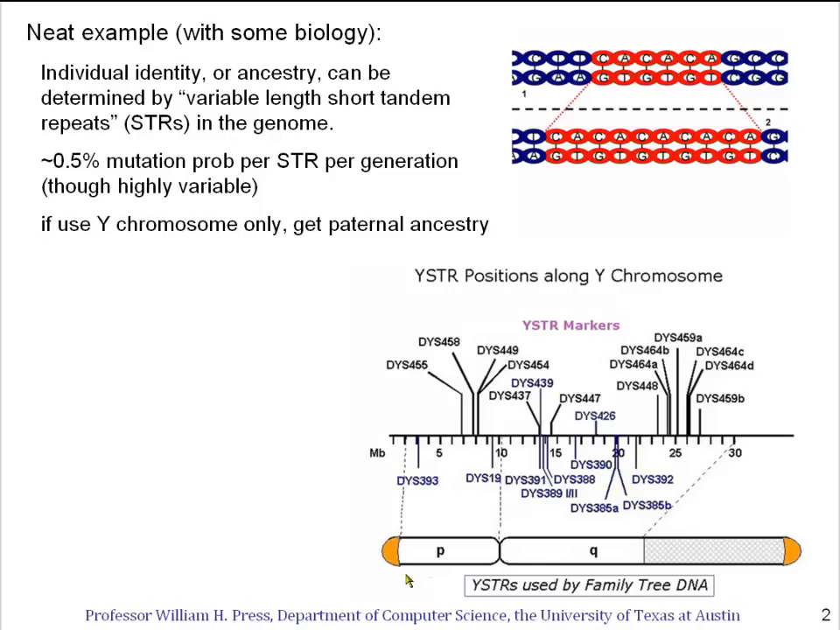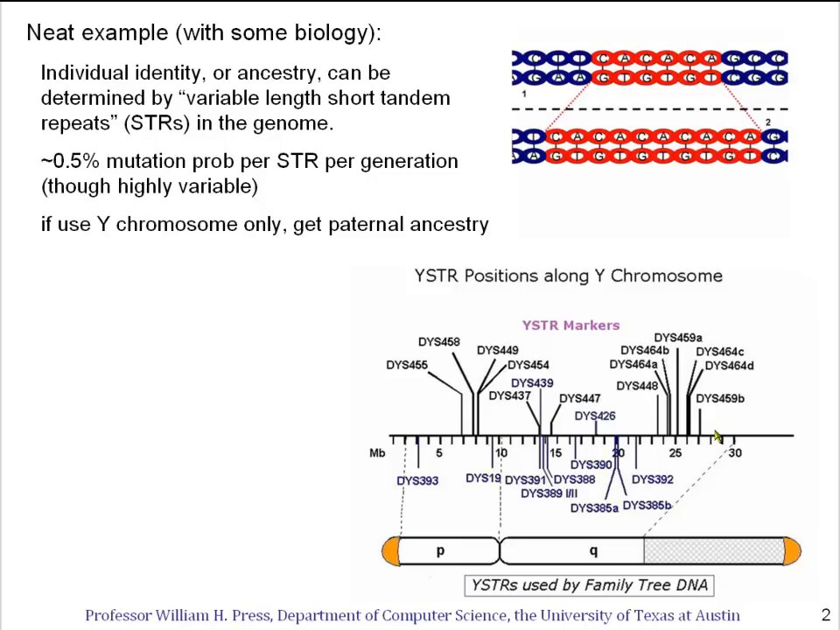So here's a map of the Y chromosome. Chromosomes have two arms, the P arm and the Q arm, and then here's a scale along the chromosome. And someone has gone in and found locations of these short tandem repeats, YSTR, Y short tandem repeat, positions along the Y chromosome, and given them names. And there's no shortage of them. If you want to have a uniform DNA identity system, for example, like the one the FBI uses, you just agree on a standard set of these markers to use.